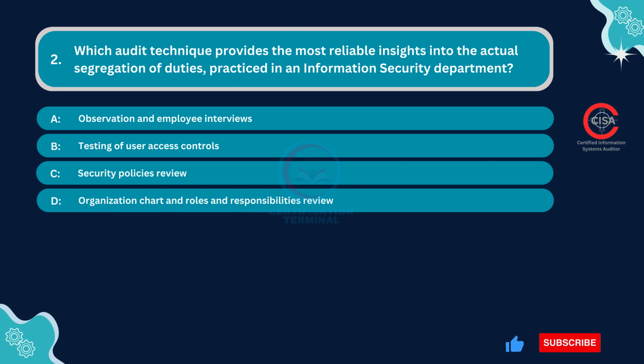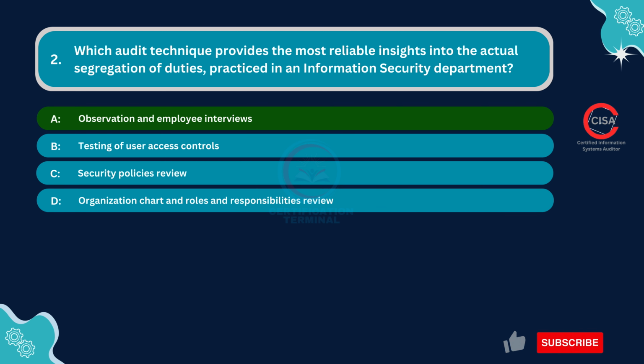The correct answer is Option A. Observation and employee interviews. Watching employees perform their tasks allows the auditor to see firsthand if individuals are handling conflicting duties. Documentation can look perfect on paper, but observing real-world practices reveals potential issues. Talking to employees provides valuable information about their actual responsibilities and how they interact with the system. This can uncover gaps or overlaps in duties that might not be documented.